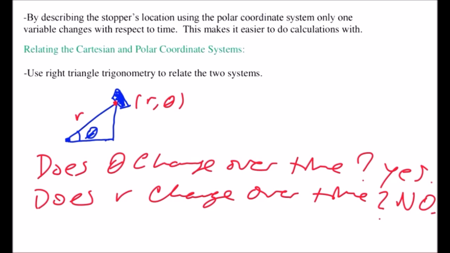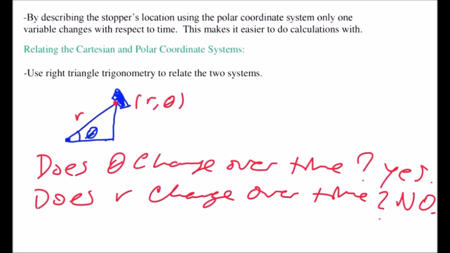Okay, so do you see how that's beneficial? By switching to the polar coordinate system, we now have only one variable changing at a time. The other one will remain constant. So won't that be helpful to us when we're trying to do calculations? Yeah, so that's why we're switching coordinate systems.